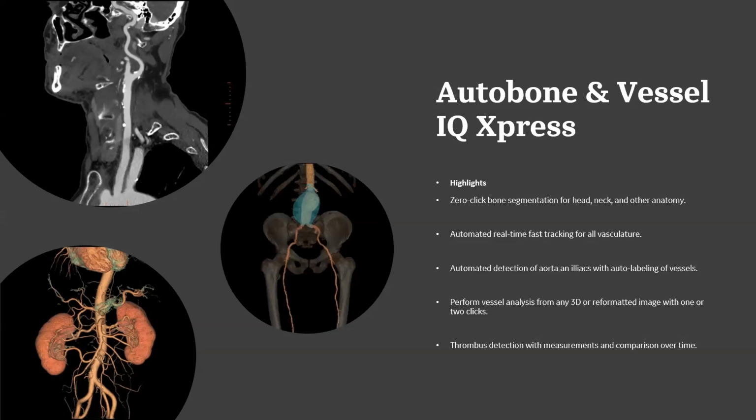Just to remember what we can expect from Autobone and Vessel IQ Express. The highlights are zero-click bone segmentation for head, neck, and other anatomy. We're going to see automated real-time fast tracking for our vasculature. Here you can find the automated detection of aorta and iliacs with auto-labeling of vessels. And here you can perform vessel analysis for any 3D or reformatted image with 1 or 2 clicks. Also, we can see thrombus detection with measurements and comparison over time.